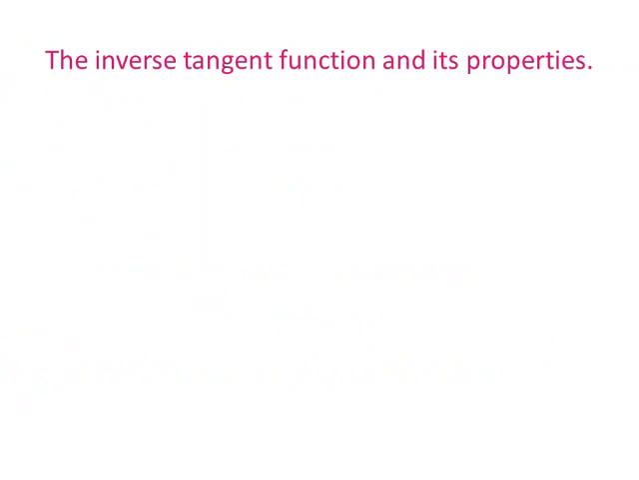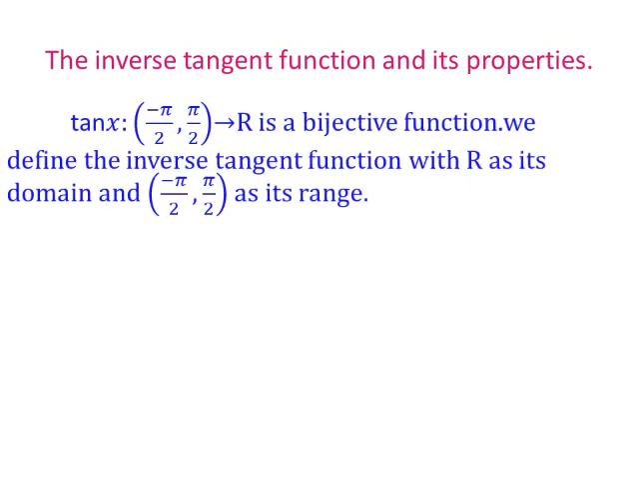Next one, the inverse tangent function and its properties. Tan function is from open interval minus pi by 2 comma pi by 2 to R. It is a bijective function. We define the inverse tangent function with R as its domain and open interval minus pi by 2 comma pi by 2 as its range.